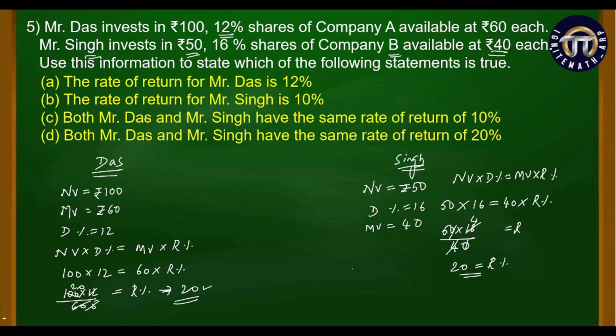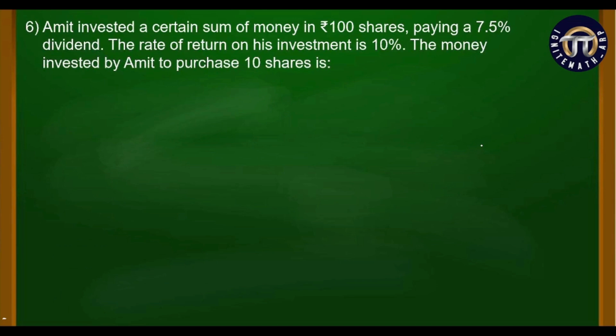So which option should I go with? See, option D. Both Mr. Das and Mrs. Singh have the same rate of return, that is 20%. So our answer is option D, that they are both receiving a rate of interest of 20%. Clear children? Yes, let's move to the next one now.